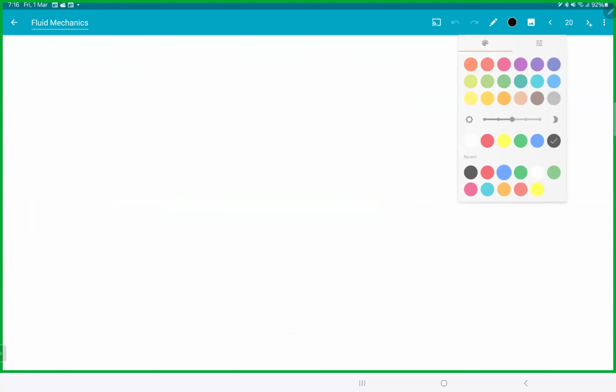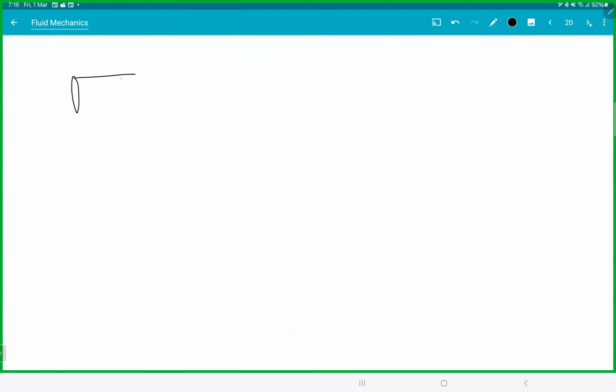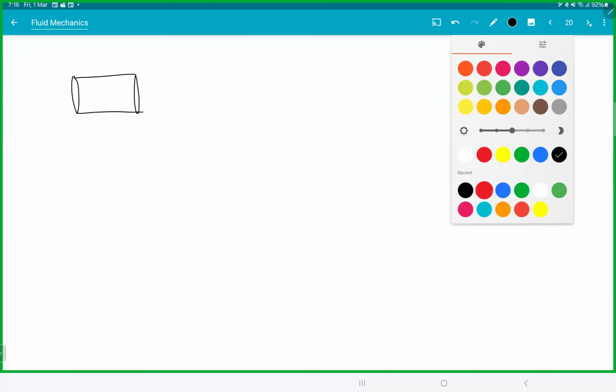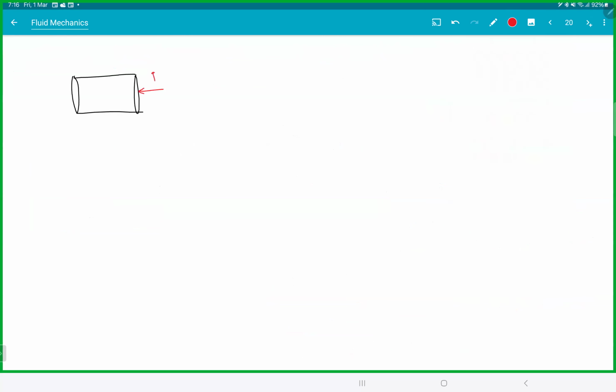Now, if you take this horizontal cylinder, this would be PB into area. This would be PC into area. We get PB is equal to PC. So from here, we can make a statement: pressure varies only in the vertical direction.